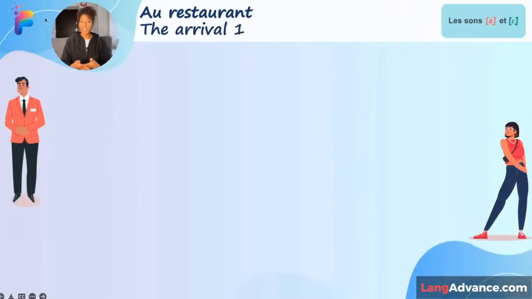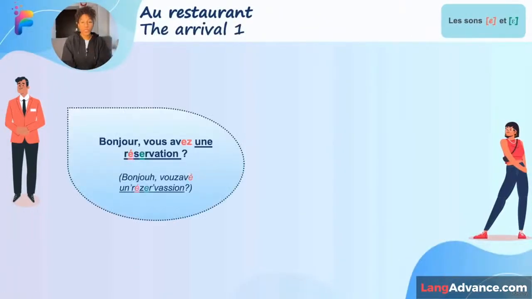The arrival at the restaurant. The waiter or the waitress will most likely ask you if you have a booking. Bonjour, vous avez une réservation? So here you can see you have it underlined, réservation. This is the keyword you need to learn.